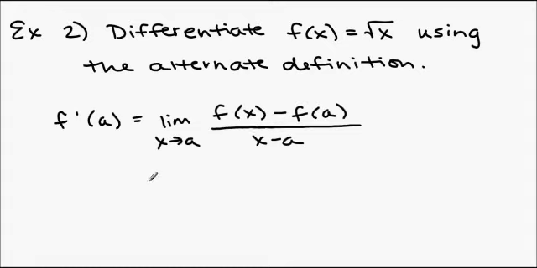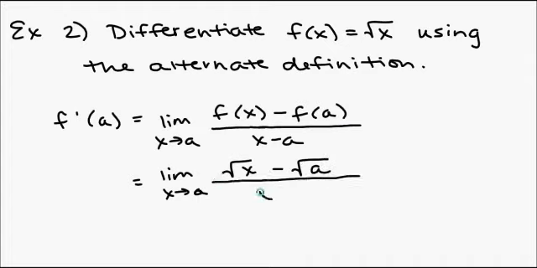So this is the limit as x tends to a. We know f of x is square root of x minus, if you plug an a into that function, you'll have a square root of a, over x minus a.